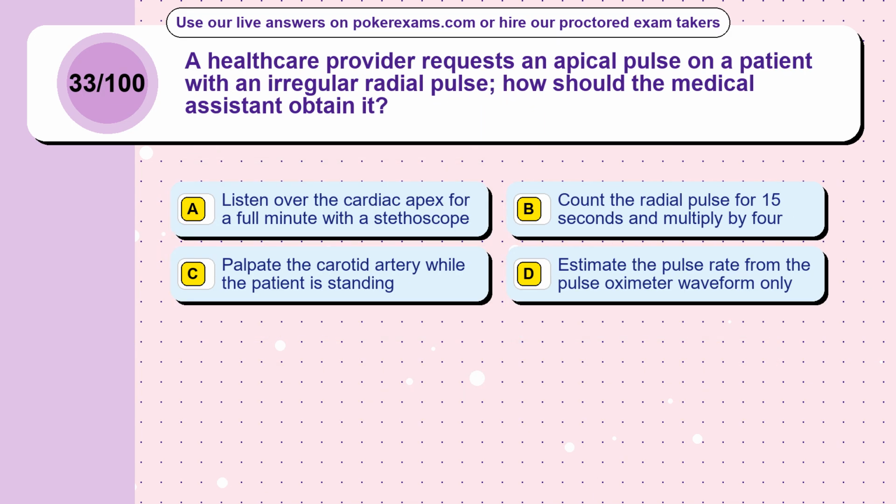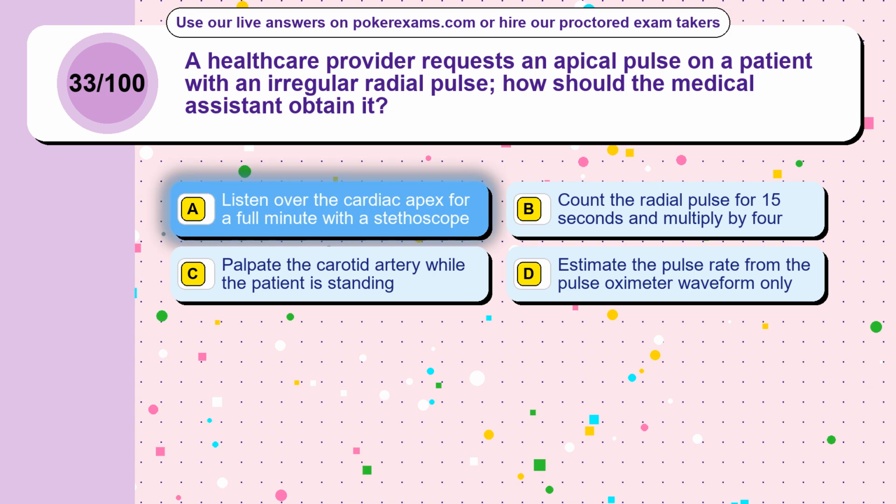Question 33. A healthcare provider requests an apical pulse on a patient with an irregular radial pulse. How should the medical assistant obtain it? Option A. Listen over the cardiac apex for a full minute with a stethoscope. Option B. Count the radial pulse for 15 seconds and multiply by 4. Option C. Palpate the carotid artery while the patient is standing. Option D. Estimate the pulse rate from the pulse oximeter waveform only. The correct answer is option A.